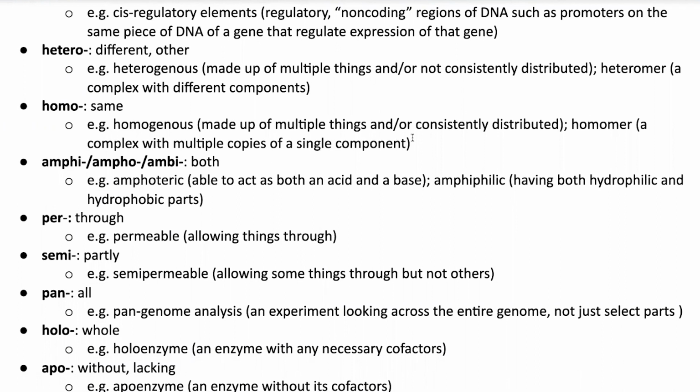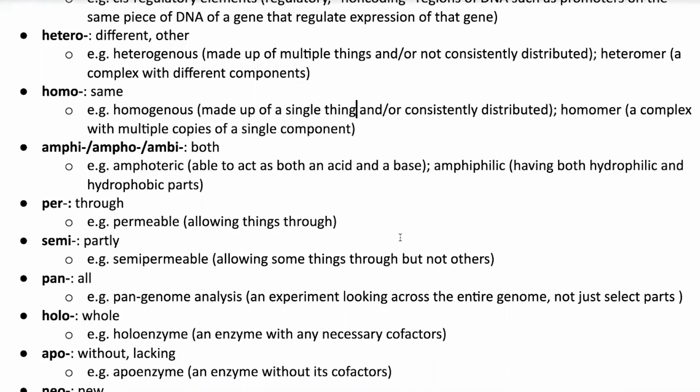Or we could talk about a heteromer, which is basically a complex with different components. And we have the opposite of that. We have homo, which means same. So homogeneous is going to be basically made up of a single thing and or something that's consistently distributed. You can have a homogeneous mixture, it just has to be stirred up nicely.